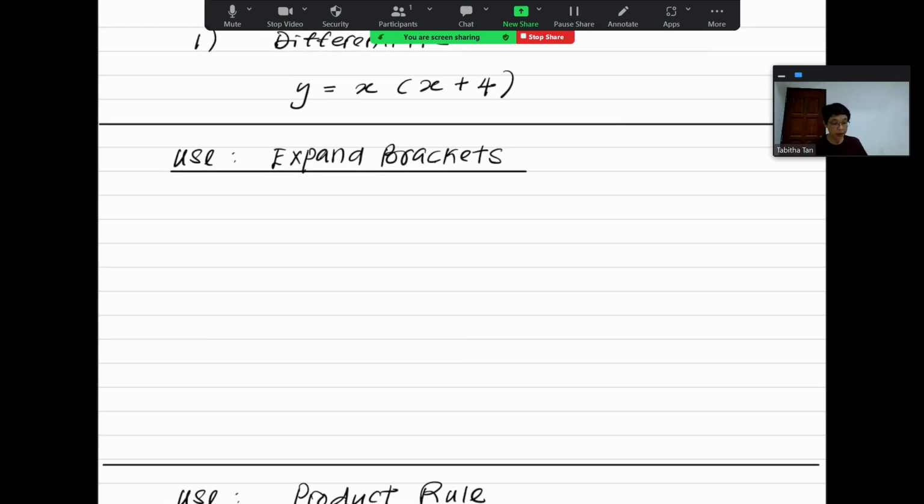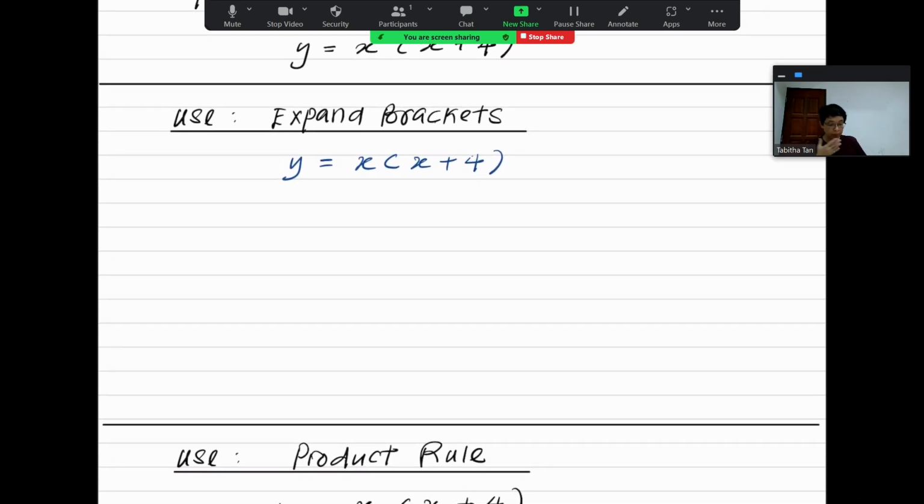The first example I stated here: differentiate y equals x multiplied by another function, x plus 4. In this situation, let me copy down the question, x plus 4, and now we can expand it first. In other words, we do not do differentiation yet. We just expand the bracket and bring out the individual terms in this manner. So we have just expanded it out.